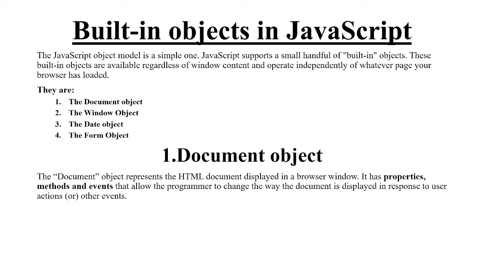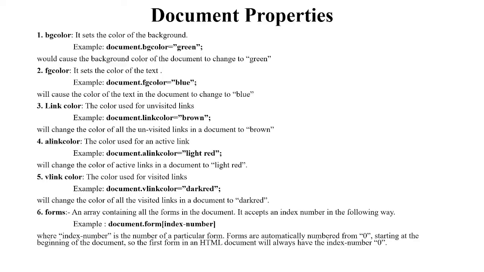The document object represents an HTML document which is going to be displayed in a browser window. This document object has properties, methods, and also events which help the programmer change the way the document is displayed in response to user actions or other events. Now we are going to present the different document object properties.